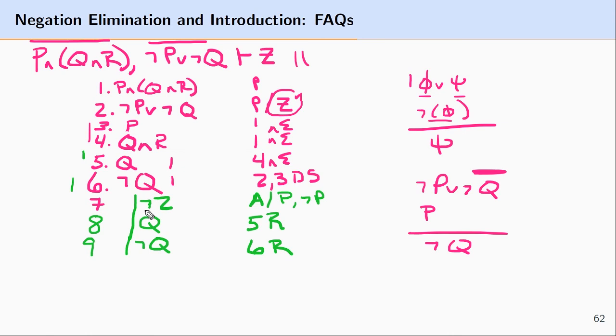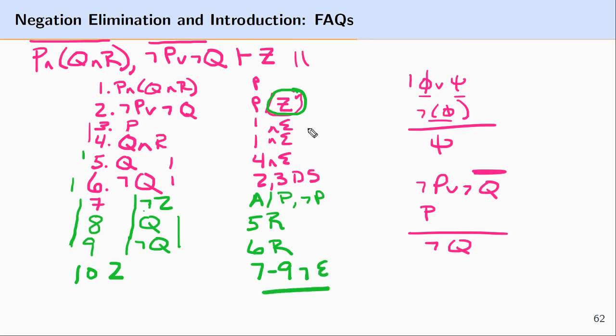Now, what have I done? I've made an assumption, not Z, and then I showed that from this assumption, Q and not Q follows. So now I want to reason to, again, I don't want to reason to not Z, but in this case, I'm going to reason to Z. So at line 10 here, I'm going to reason from this assumption and the subproof here, lines 7 through 9, using negation elimination.